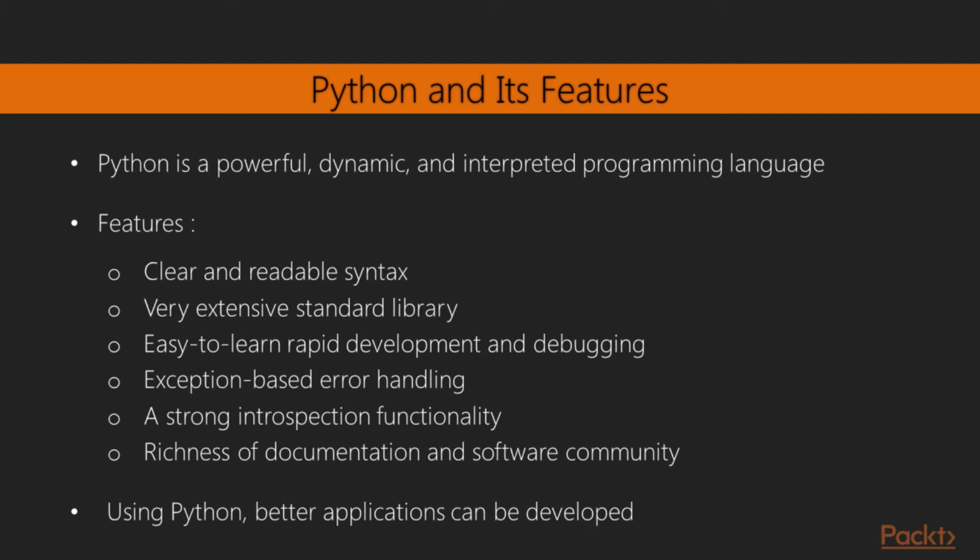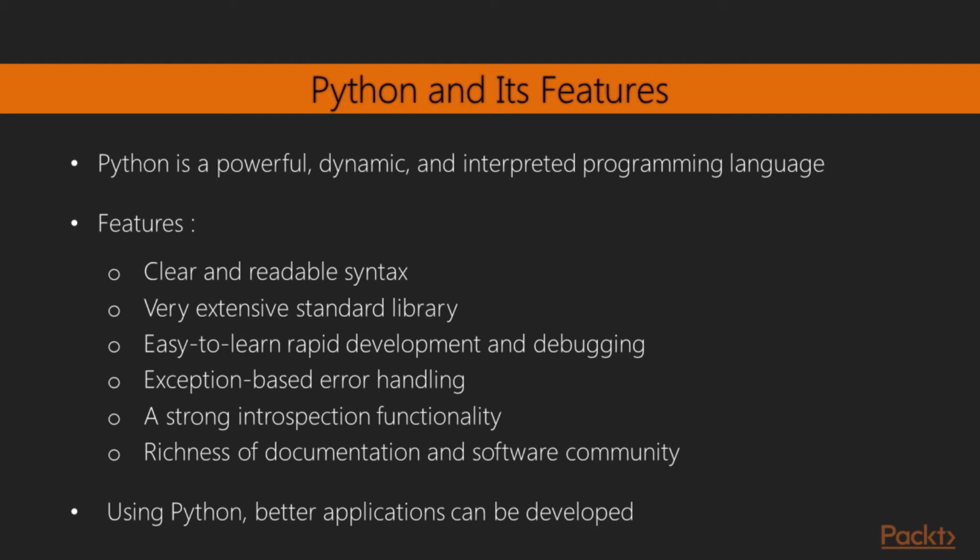Some of its features include: 1. A clear and readable syntax. 2. A very extensive standard library, where through additional software modules we can add data types, functions, and objects. 3. Easy to learn, rapid development, and debugging. The development of code in Python can be up to 10 times faster than C or C++ code. 4. Exception-based error handling. 5. A strong introspection functionality. 6. Richness of documentation and software community.